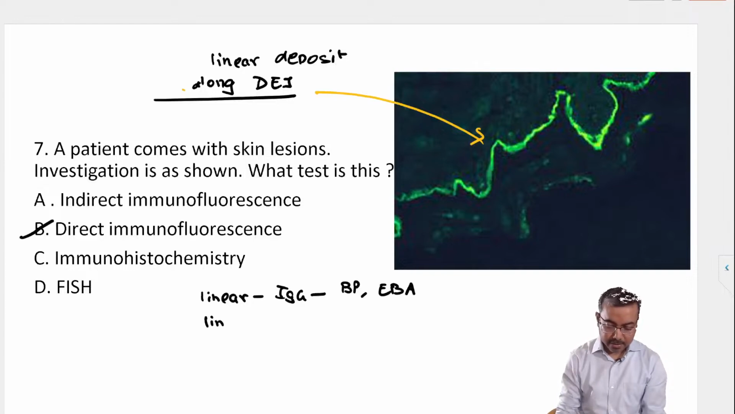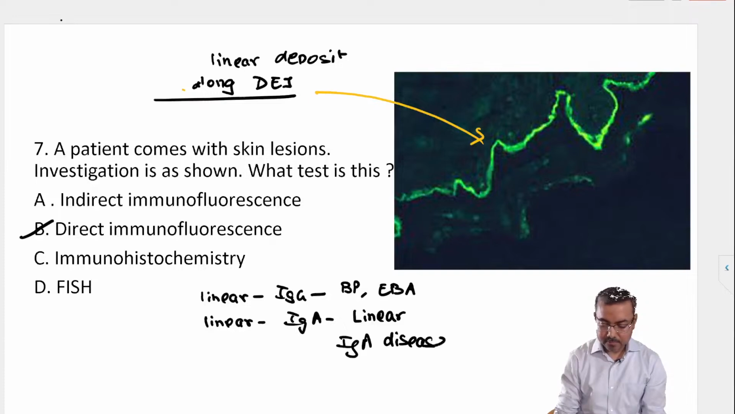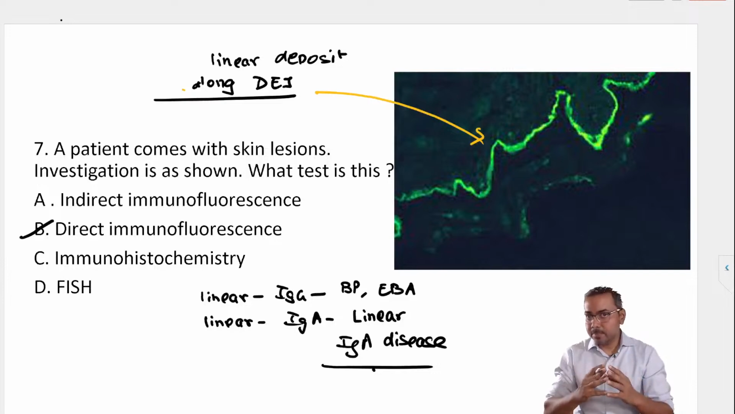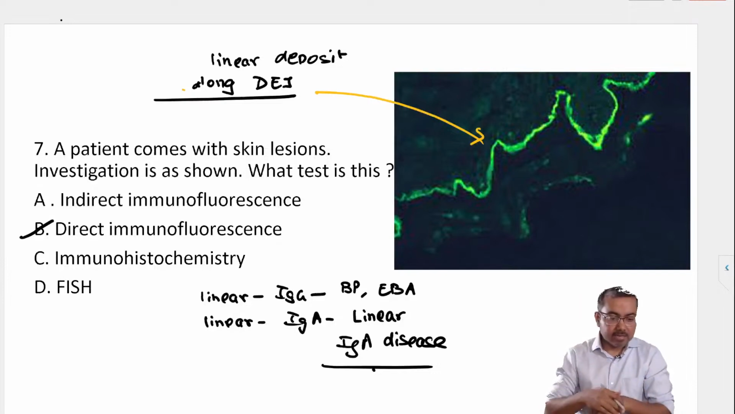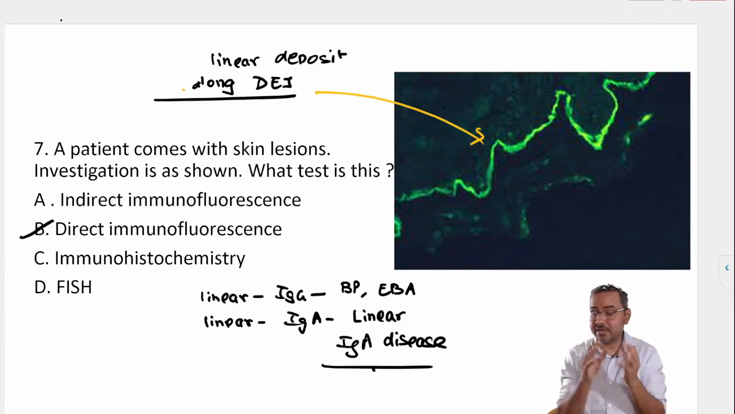If the same linear deposit is with IgA, it's going to be called linear IgA disease. Okay, linear IgA disease. It's a test to pick up antibodies, and all the fluorescence is going to be green in color, and that's typically something that we usually look at in DIF. It's basically a tissue sample. You look at the bound antibodies.